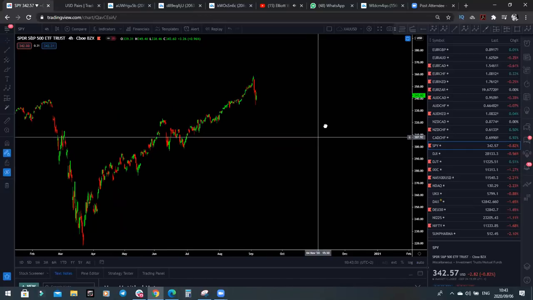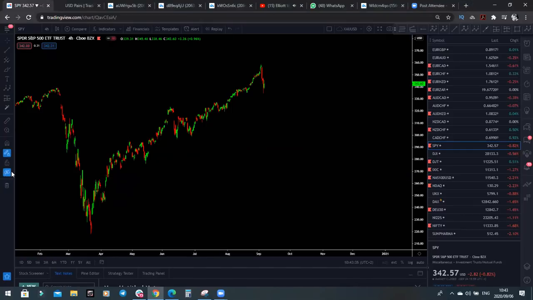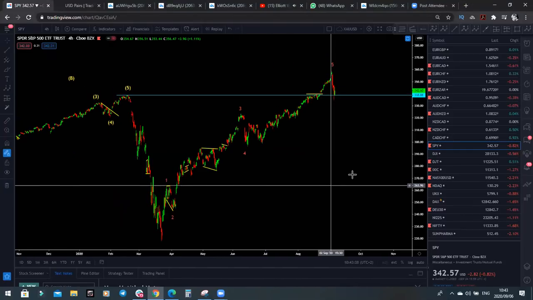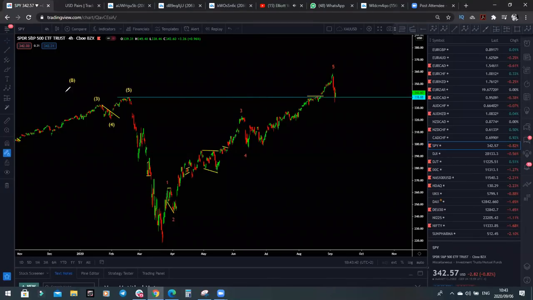So this is the S&P 500. The S&P 500 and the indices are very simple. We've looked at these 5 waves. We had broken the all-time highs. Now the question is whether this is a reversal or just a pullback to continue higher.